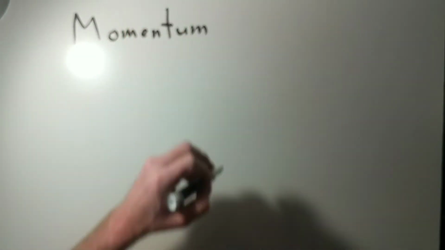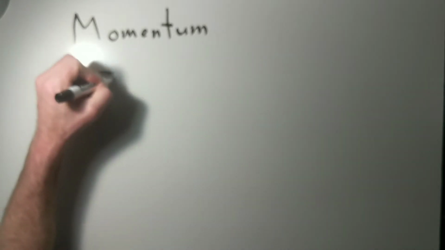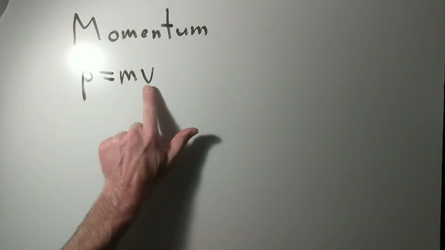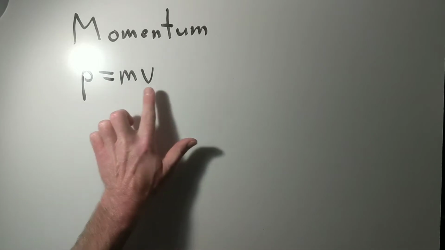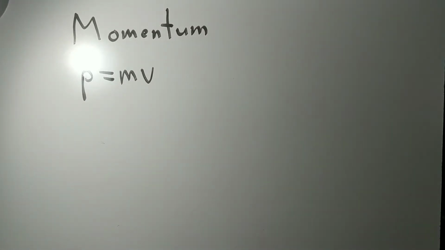But the first concept we're going to talk about today is momentum. And momentum is how difficult it is to stop an object. That's really what it is, how difficult it is to stop. And momentum we define as mass times velocity. So what that means is objects that are really massive and are moving really fast are difficult to stop. Objects that are not very massive and moving very slowly are easy to stop.